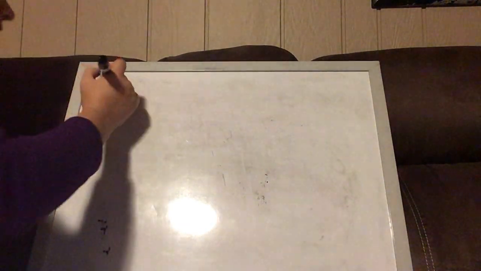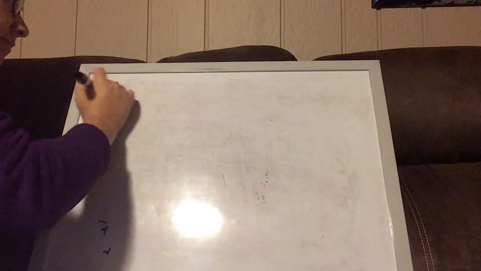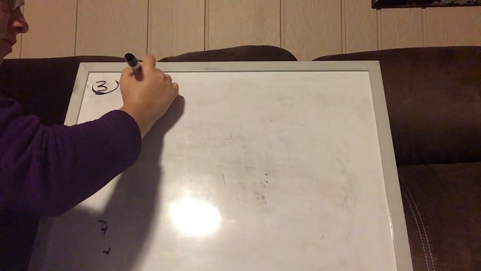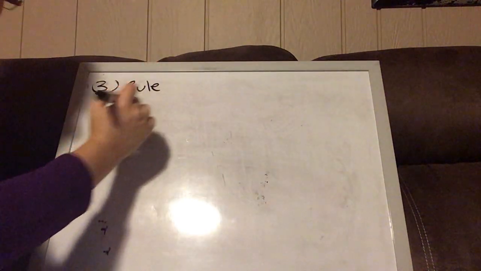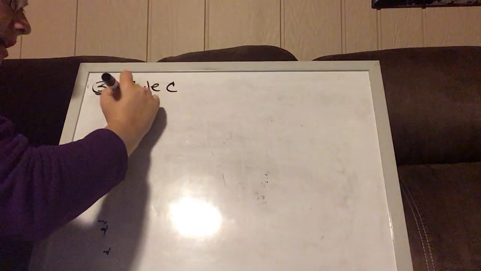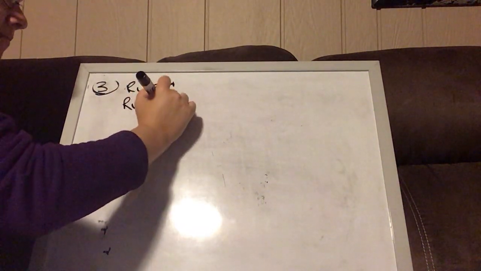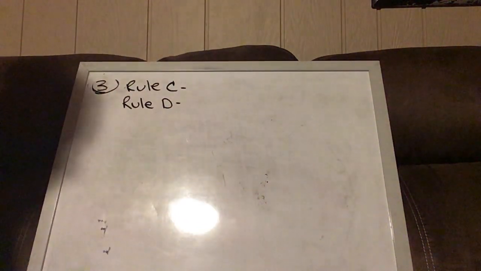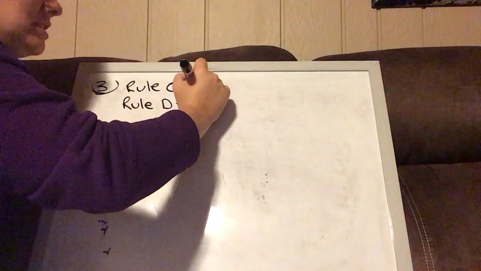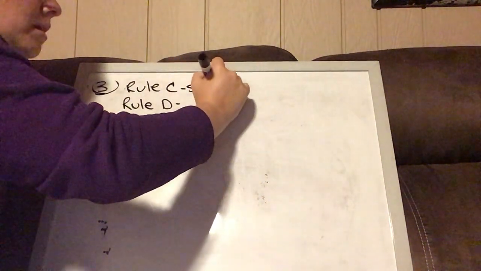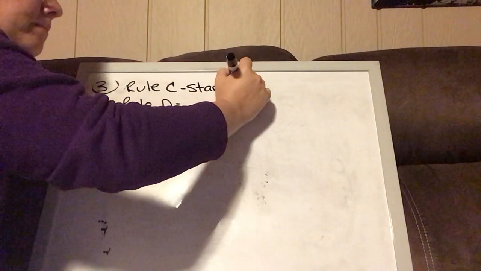Ooh, actually, I got a better one. We're going to do some division. So this is number 3. We're going to have rule C and rule D. Rule C is going to start with 64. Getting some bigger numbers here, that's why I like this one.